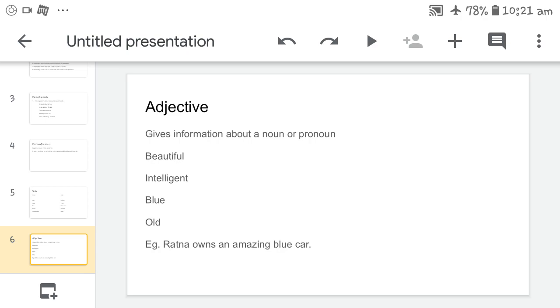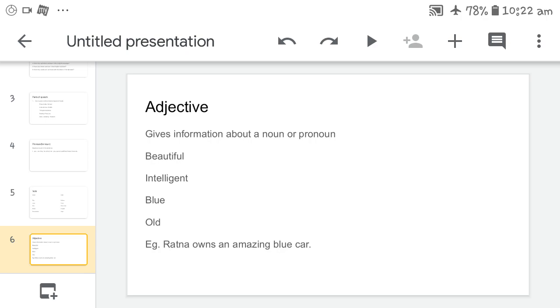Examples: beautiful, intelligent, blue, old, a, and the, and that is also an adjective. Like that book, so that is speaking about the book. It gives information about the book, so that is the adjective. If we say an apple, it says that it is one apple. So which word says it's one? An. So that is an adjective.